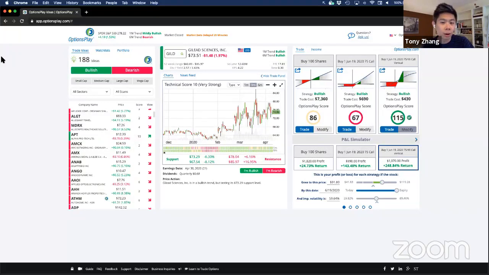Is delta also a probability indicator? Yes, delta is also used as a probability indicator. Delta can also be used as a proxy for probability of being in the money. So something with a low delta has a low probability of being in the money. Something with a high delta has a high probability of expiring in the money.